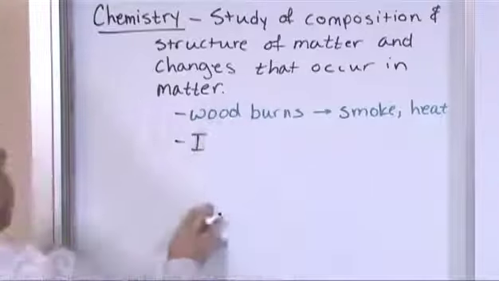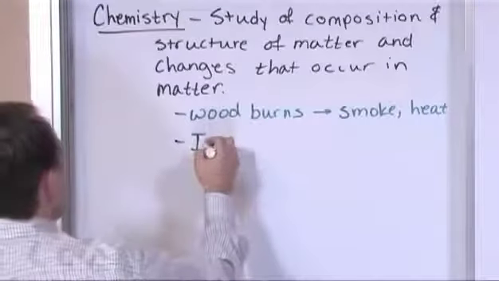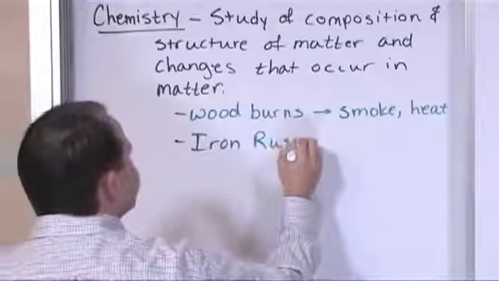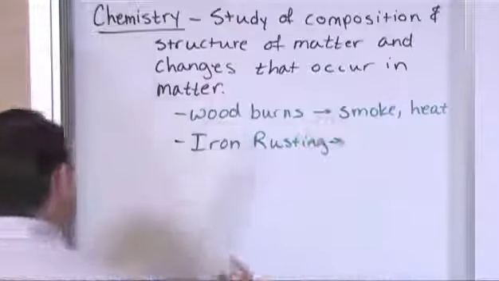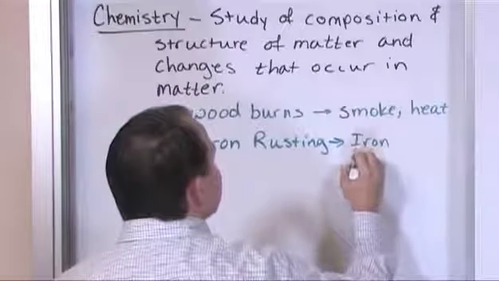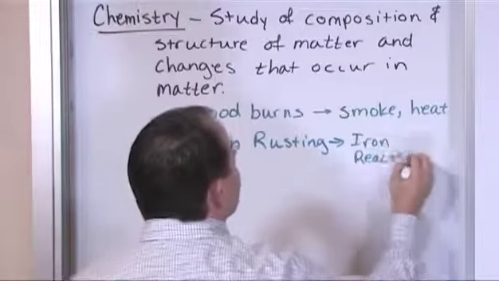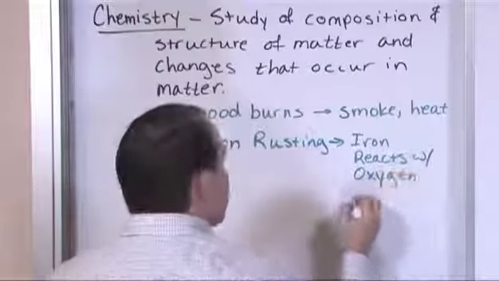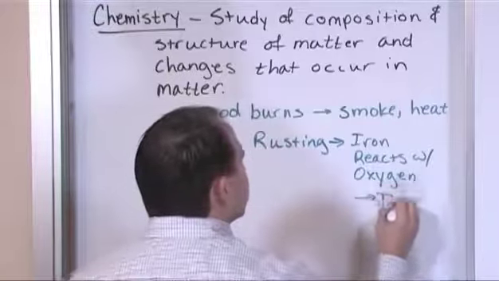What else do we have? Something you may or may not have thought of as a chemical reaction. What if we take iron and we watch it rust? Well, what happens here is the iron reacts with the oxygen, and what we get out of that is iron oxide.